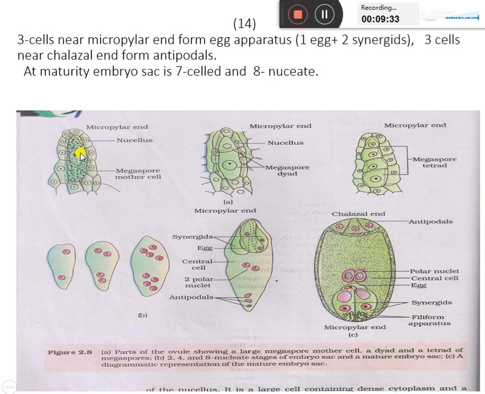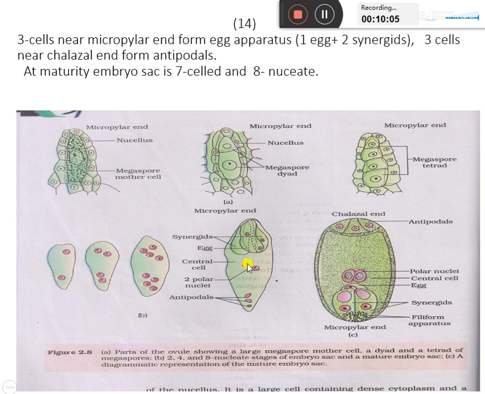So here is the nucellus. One cell acts as a megaspore mother cell. This megaspore mother cell will divide to form two cells called the megaspore dyad, then the four-celled megaspore tetrad. Out of the 4, 3 degenerate and only one acts as a functional megaspore. This functional megaspore divides, and its nucleus divides into 2 nuclei, then 4 nuclei by mitosis only, and then 8 nuclei.